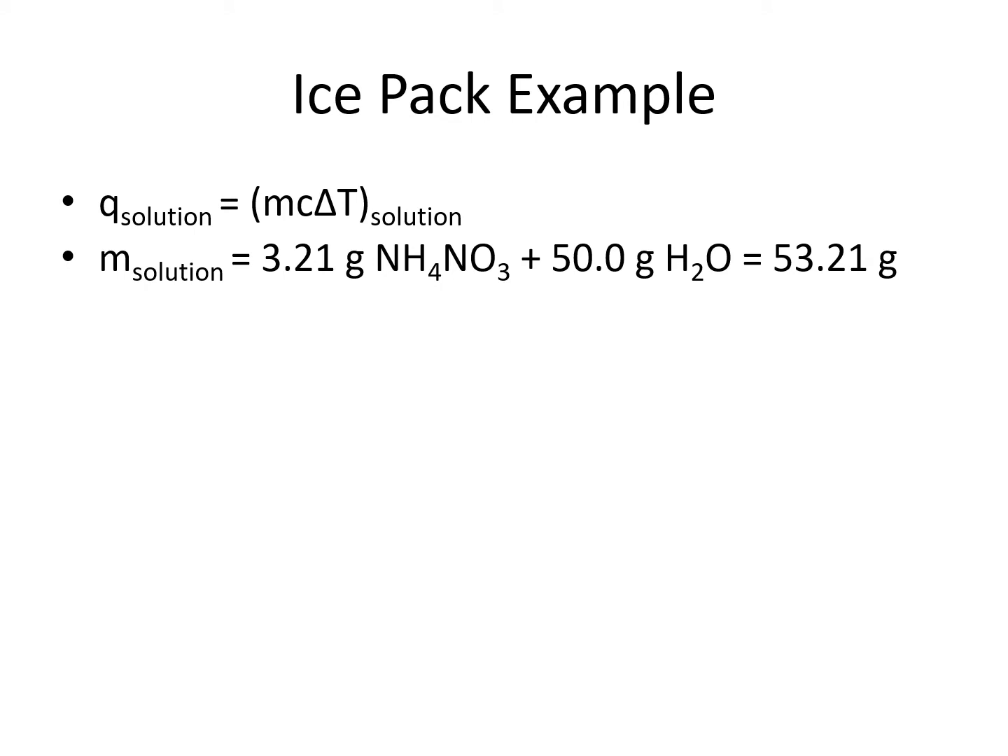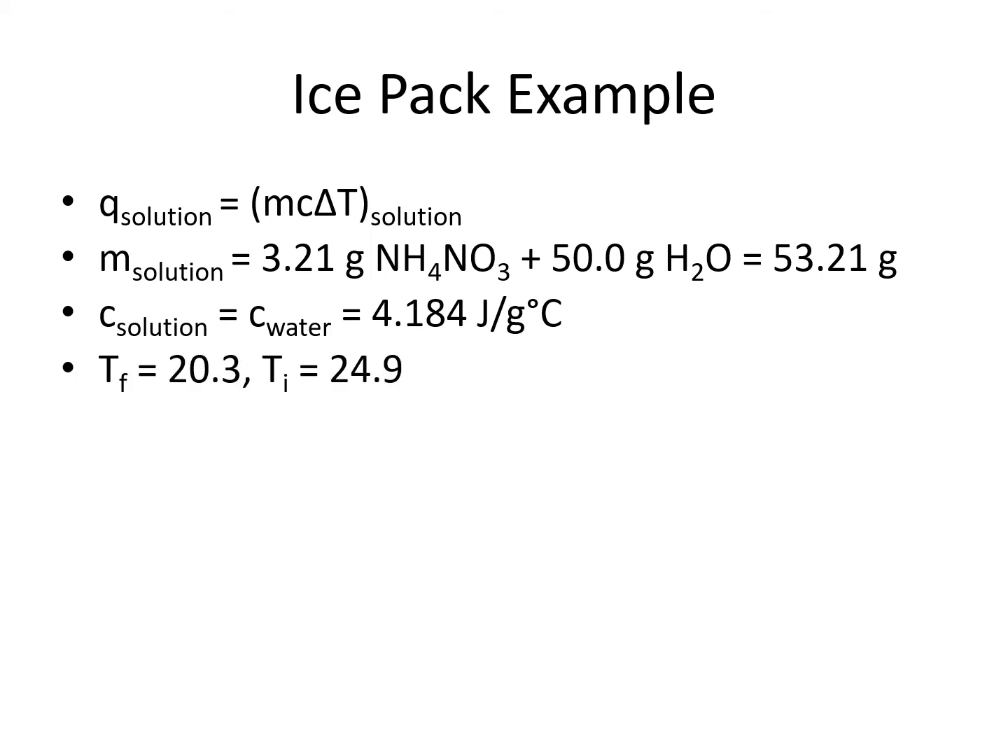The mass of the solution is not just the 50 grams of water. It is also the 3.21 grams of ammonium nitrate. We have to add both of those masses together to give us the total mass of the solution, which is 53.21 grams. For the C of the solution, we're going to assume the solution is mostly made of water. So its specific heat should basically be the same as water, which is 4.184 joules per gram Celsius.